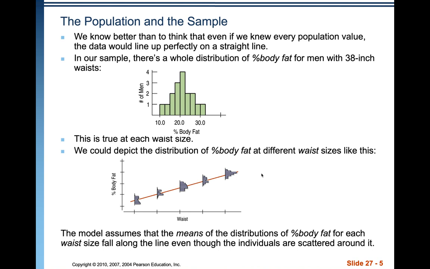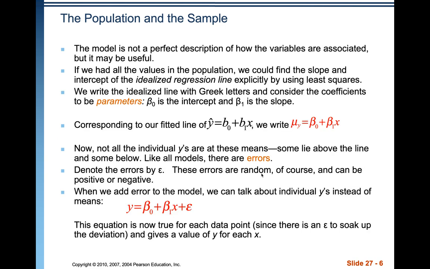This model assumes that the means of the distributions of percent body fat for each waist size fall along the line, even though the individuals are scattered around it. The model is not a perfect description of how the variables are associated, but it may be useful. If we had all the values of the population, we could fit the slope and intercept of the idealized regression line explicitly by using least squares. We write the idealized line with the Greek letters and consider the coefficients to be parameters. Beta 0, or beta sub 0, or beta naught is the intercept, and beta 1 is the slope.